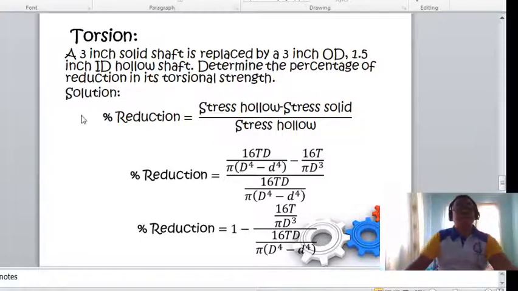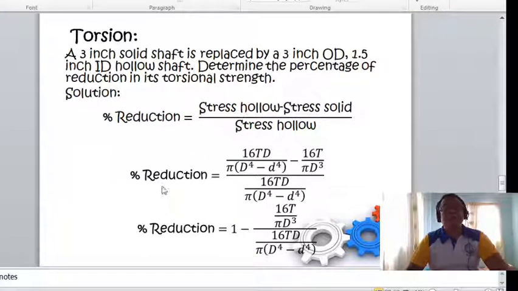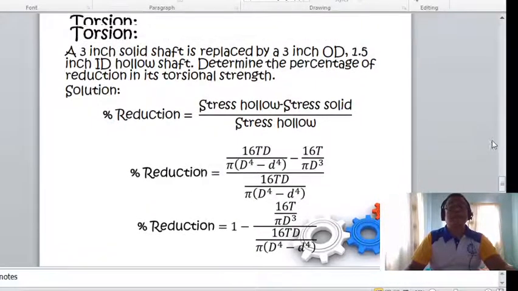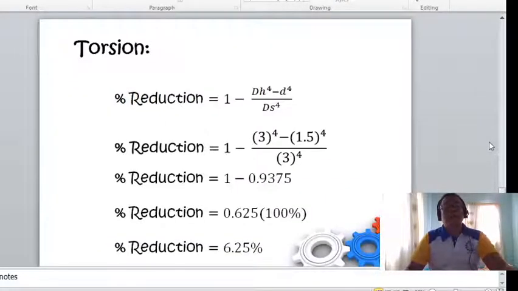So, dividing now, 16TD over pi D to the fourth by 16TD over pi D to the fourth is equal to 1. And then, 16T over pi d cubed divided by 16TD over pi times (D to the fourth minus d to the fourth). Okay? So that is now equal to, percent reduction equals 1 minus, eliminating pi and T, the diameter of the hollow shaft to the fourth minus the inside diameter of the hollow shaft to the fourth, divided by the diameter of the solid shaft raised to 4.